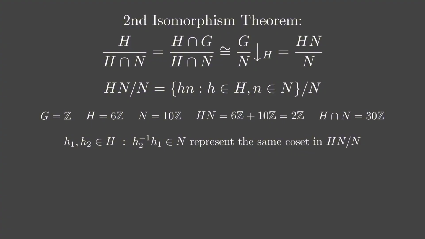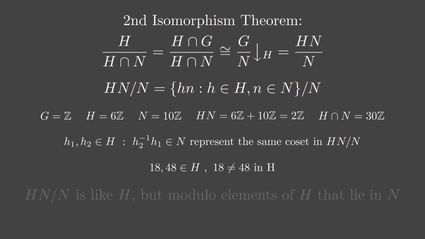Secondly, pure elements of H that differ by an element of N are the same thing in this group. For example, 18 and 48 belong to H, and they're different in H, and thus in HN, but quotienting by N they are the same, differing by 30, an element of N, a multiple of 10. So whilst any coset of HN quotiented by N will have at least some representatives purely in H, not all of these pure H elements give rise to different cosets. Precisely, those elements of H that differ by a member of N are the same in this group.